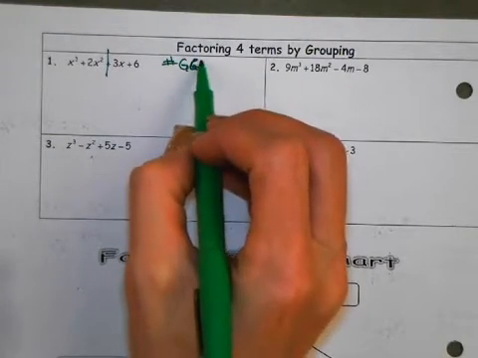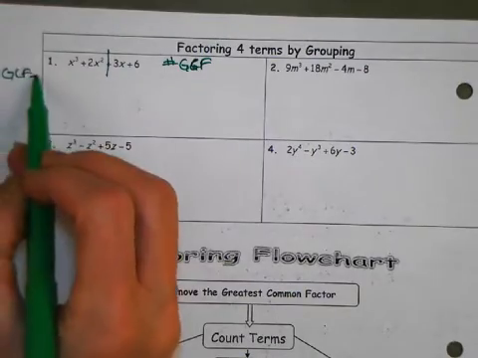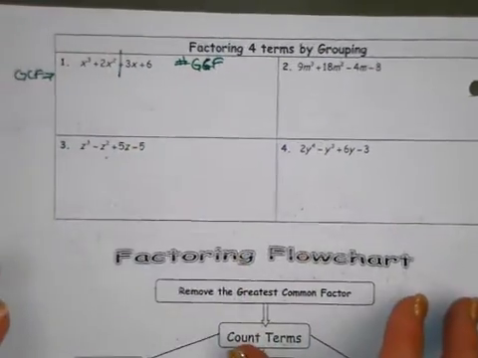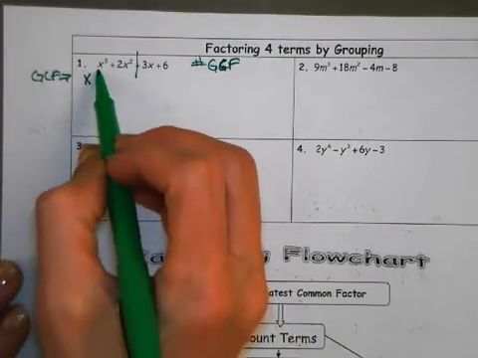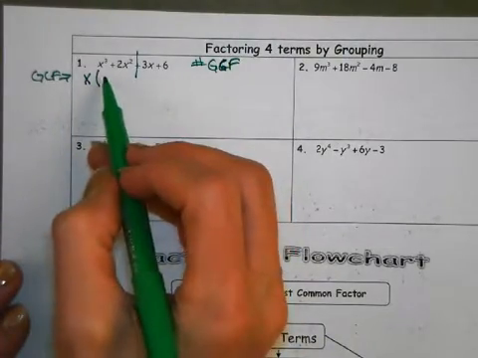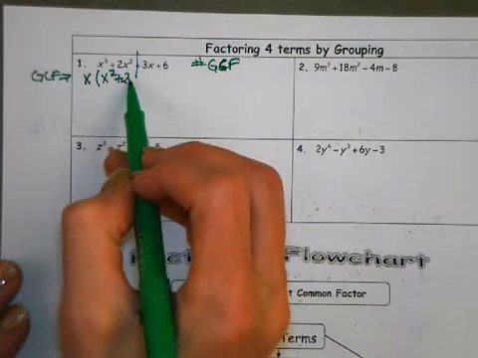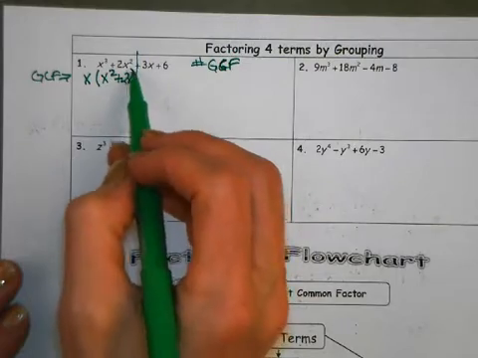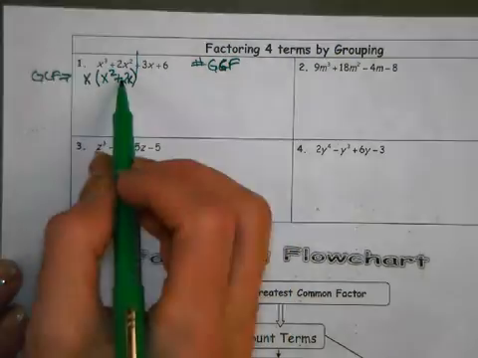right? So looking at this one, is there a greatest common factor on x cubed plus x squared? X, right? So I'll pull that out and I rewrite this as x squared plus 2x. Oh, looks like I can pull something else out then, doesn't it? Yeah, so I can actually pull out 2 x's.